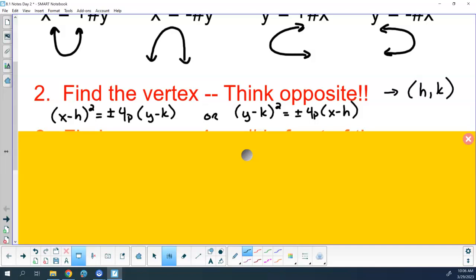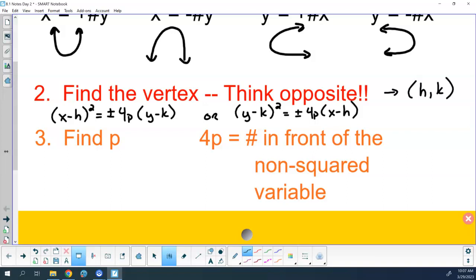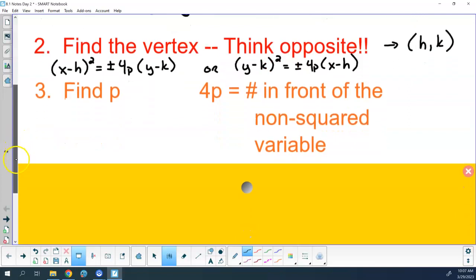So it's not that the first parenthesis is the x and the second parenthesis is the y every single time. And we think oppositely inside those parentheses. Third step. Find my p-value. Okay. So find the p-value. That's that 4p number. 4p is in front of the non-squared variable, so I divide that coefficient by 4. Okay? And that gives me p.